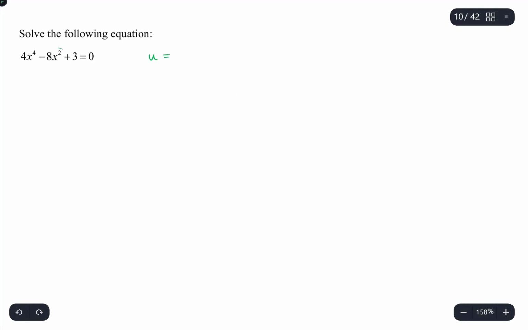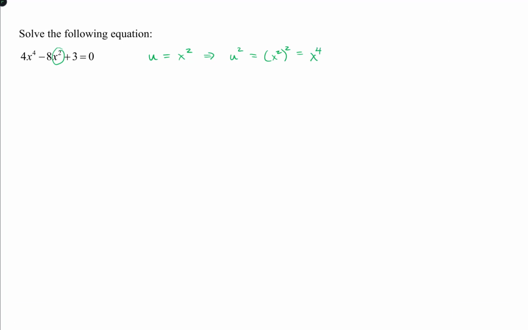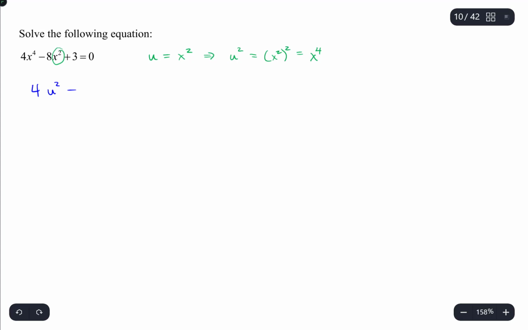If we were to let a new variable u be this variable term here in the center, so let it be x squared. And then notice that if I square both sides of this equation, I get u squared equals x squared squared. When you raise one exponent to another, you can simplify that by multiplying. So that means I can replace x to the fourth with u squared, so this would be 4u squared minus 8u plus 3 equals 0.